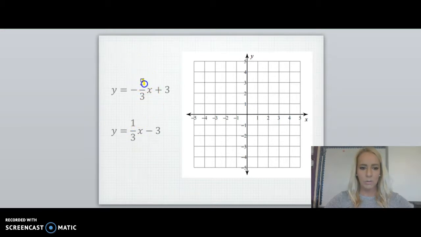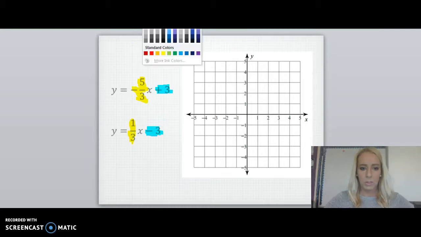For a little bit of a review, y equals mx plus b, so these are both our slope, and label these as slope. And then plus 3 is my y-intercept, and minus 3 is my y-intercept. So I'm going to graph both of these equations separately.